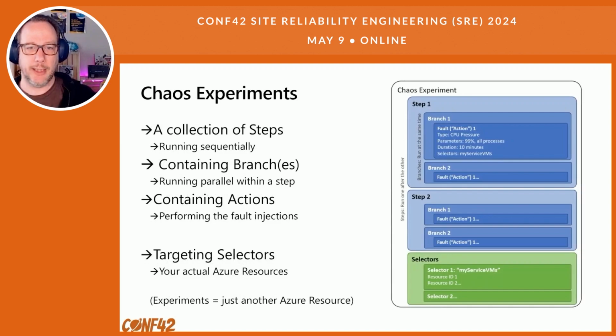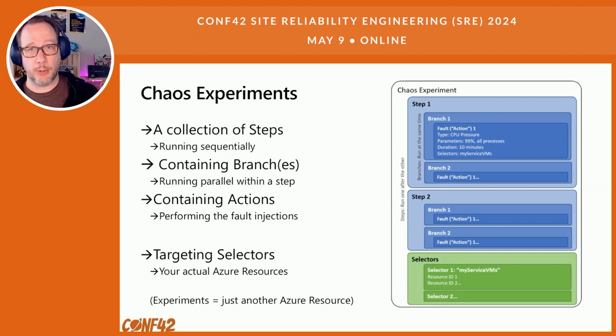Now, the core is a chaos experiment. When you build a chaos experiment, what you're doing is defining one or more steps that execute sequentially. Each step contains one or more branches, as we call them, that run in parallel within the step, and each branch contains one or more actions, such as injecting a fault, waiting for a certain duration, or anything else you could come up with. Finally, you organize the resources, which we call targets, that each fault will be run against. You can move them into a group called a selector, and that's where you can easily reference a group of resources.